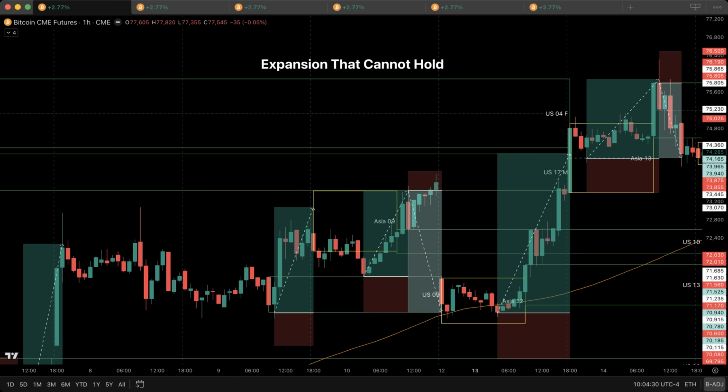No clean break. No strong hold. It hesitates. Price pushes again. This time, it reaches deeper, toward the upper boundary of the April 10th U.S. session box. Now it looks stronger. Momentum builds. Candles extend. The move feels real. You follow. Then it stalls again.